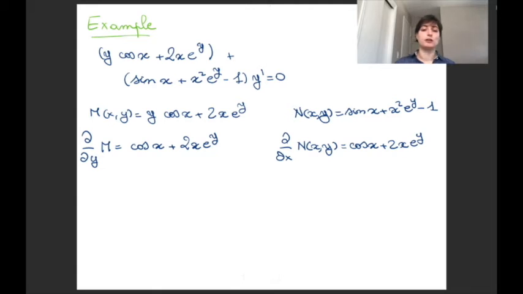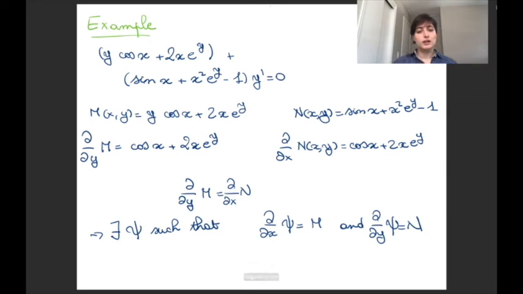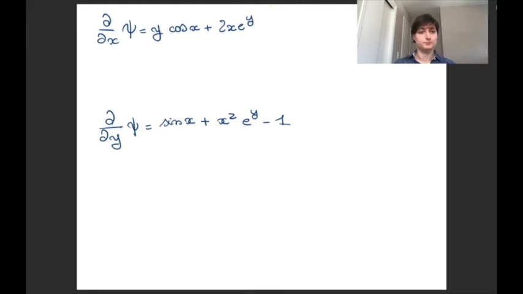Does it work? Can we use the exact differentiation to solve this? Well, we take the derivative with respect to y of n, and we have cos x plus 2x exponential of y. We take the derivative with respect to x of n, and we have the same thing, so psi should exist. Must exist. So we have dy m equal dx n, so there exists a psi such that the derivative with respect to x of psi is equal to m, and the derivative with respect to y of psi is equal to n. Let's solve for it.